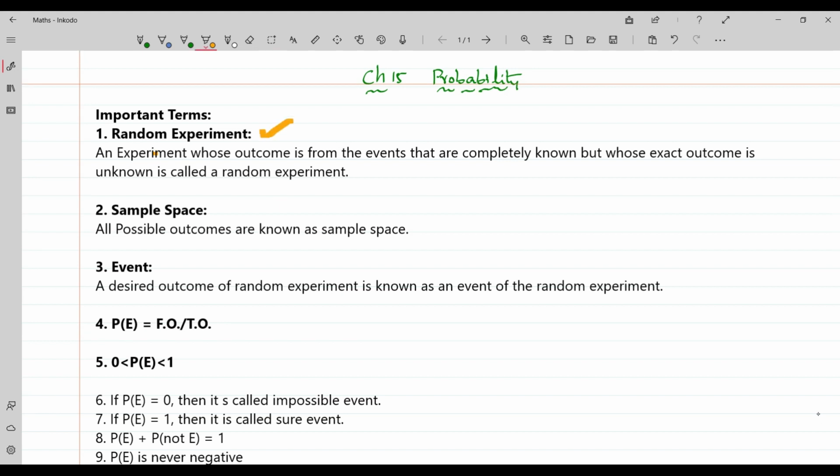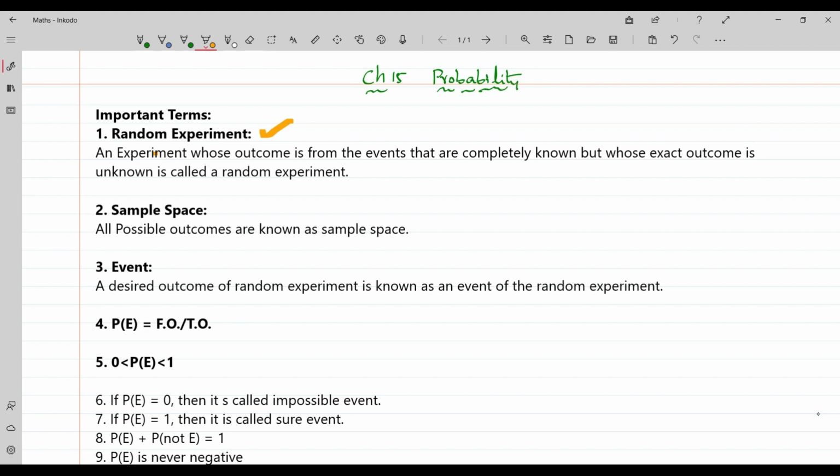An experiment whose outcome is from the events that are completely known but whose exact outcome is unknown is called random experiment. For example, if we take tossing coin, there are two outcomes. One is heads, another one is tails. We don't know which one we are going to get exactly, whether it may be heads or tails. This is also one of the examples for random experiment.